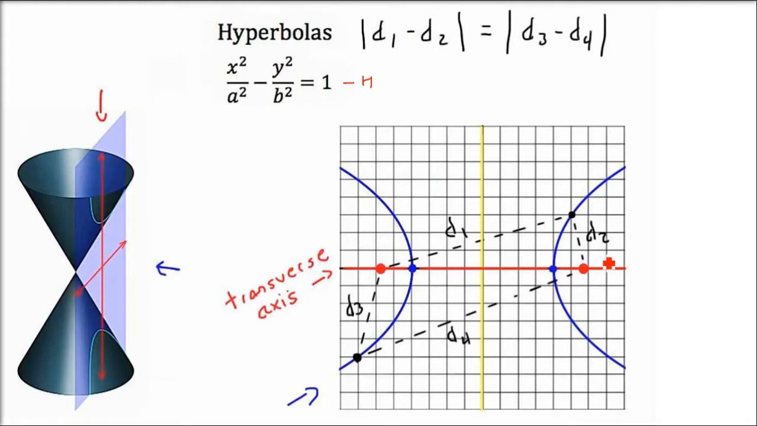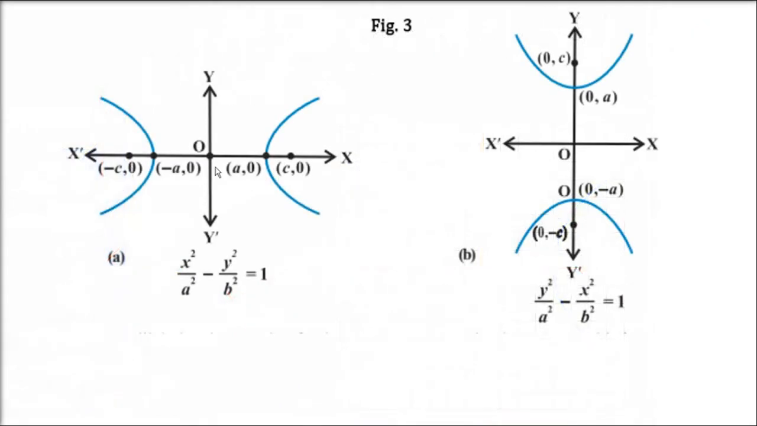And I told you the definition of hyperbola: you take any point on the hyperbola, and its distance from two fixed points, that is focus 1 and focus 2. The difference of the distances, for any other point you take, will always be constant. This is one of the definitions we have earlier discussed about hyperbola.